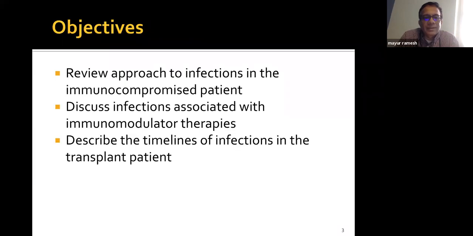I have no disclosures. We will review an approach to infections in immunocompromised patients, discuss infections associated with immunomodulator therapies, and describe the timelines of infection in a transplant patient. Particularly, we'll focus a little bit more on the pulmonary side of the story here. And it'll all be case-based.